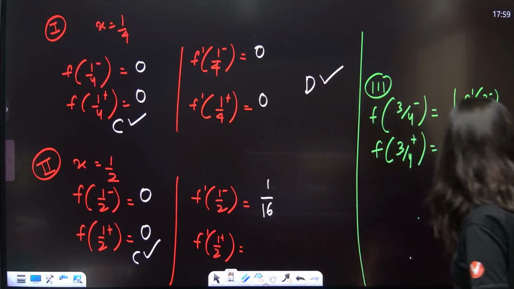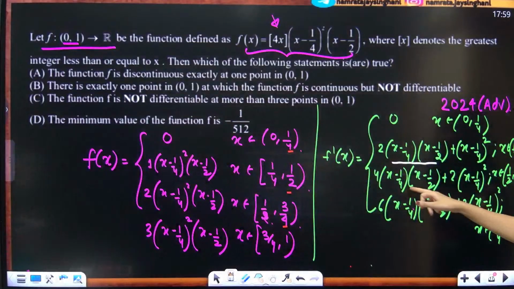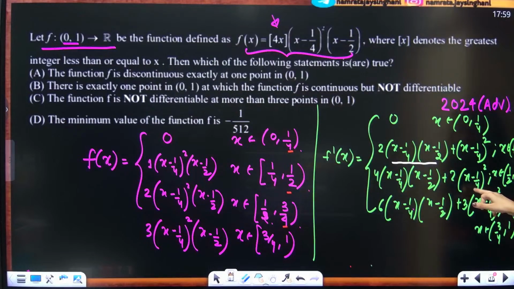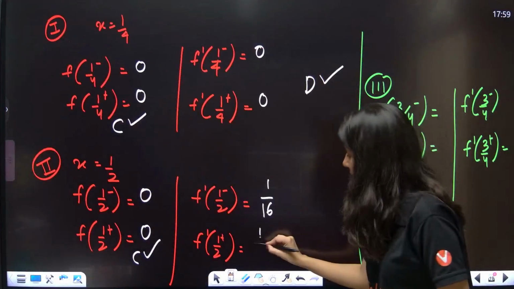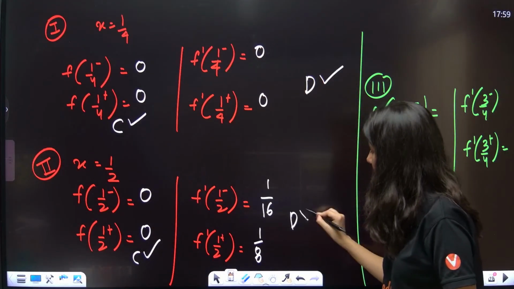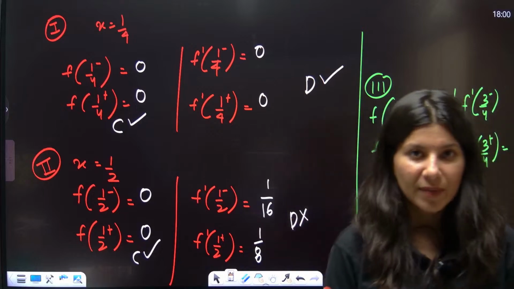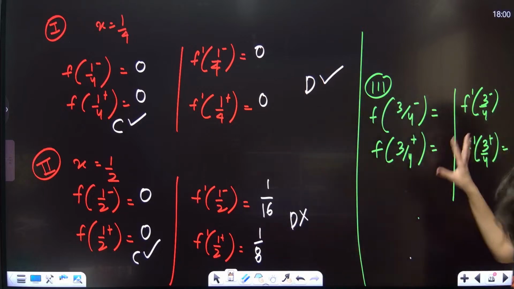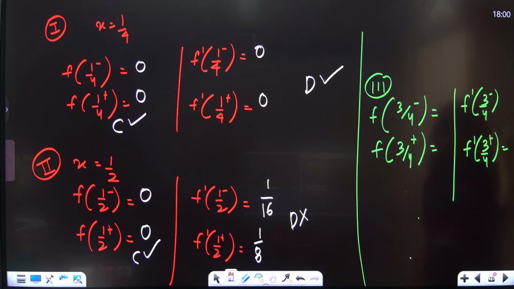Now f of half plus, let me go back, half plus you will have to put it over here. And it will become what? So this is again 0. And what about this? You put half over here. So 1 by 2 into 1 by 16. So 1 by 8. So now it is non-differentiable at x equals to half. Correct? Okay. Now this part where 3 by 4 you have to put.